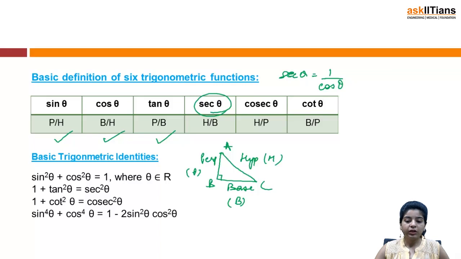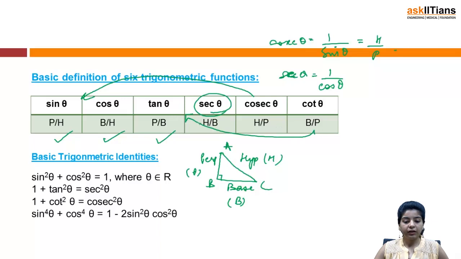Since cos theta was base upon hypotenuse, sec theta is hypotenuse upon base. Now cosec theta is the reciprocal of sin theta. So cosec theta is basically 1 upon sin theta, and therefore it is hypotenuse upon perpendicular. And similarly cot theta is the reciprocal of tan theta, and therefore it is base upon perpendicular.